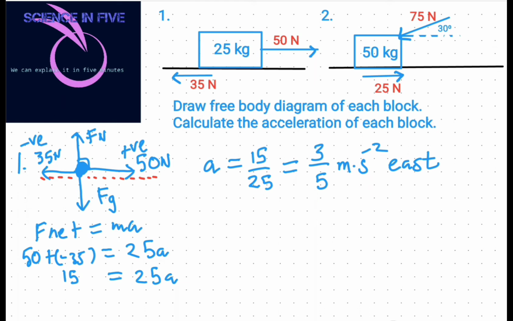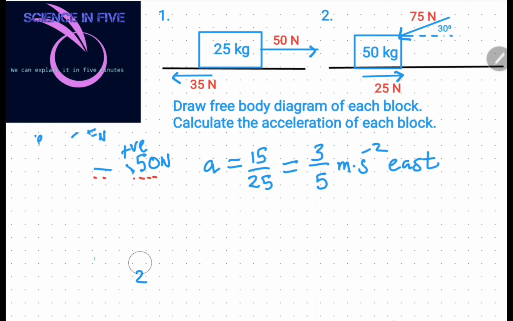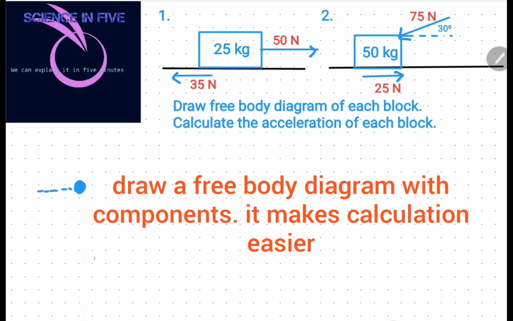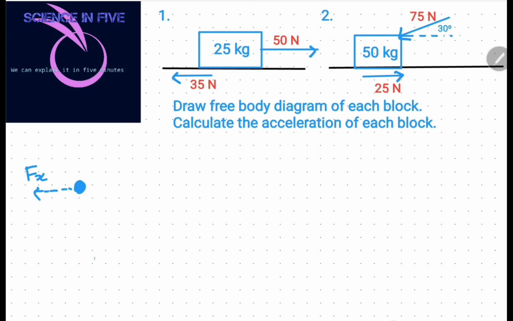now let's look at diagram number 2. Diagram number 2, I've got the applied force at an angle. So what am I going to do in this case? Draw the component of that force. So there is the horizontal component of that force, Fx. The vertical component of that force will be going downwards. I'll call it Fy.